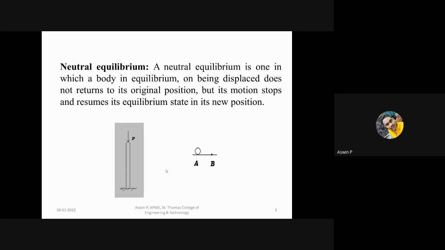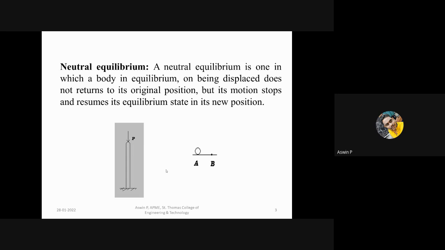A neutral equilibrium is one in which a body is in equilibrium.